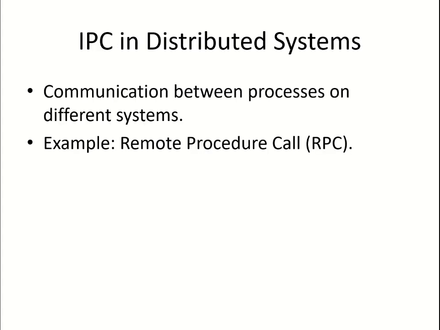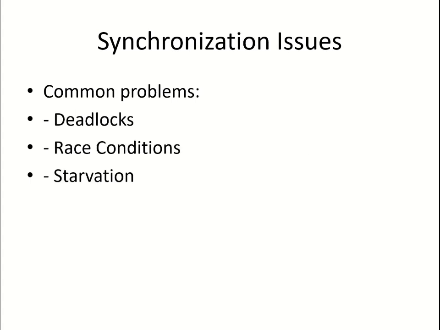Inter-process communication in distributed system. Communication between processes on different systems. An example, remote procedure call, RPC. This is inter-process communication in distributed system in operating system. And next, synchronization issues. Common problems: deadlocks, race conditions, starvation. These are the common problems in synchronization issues.